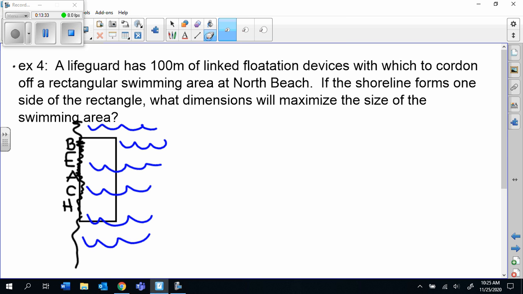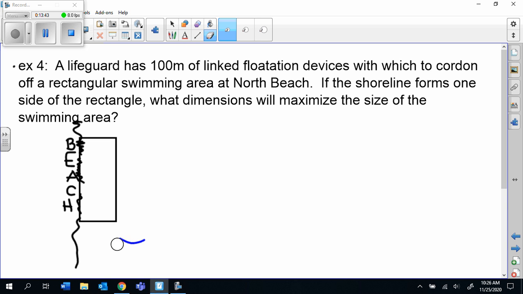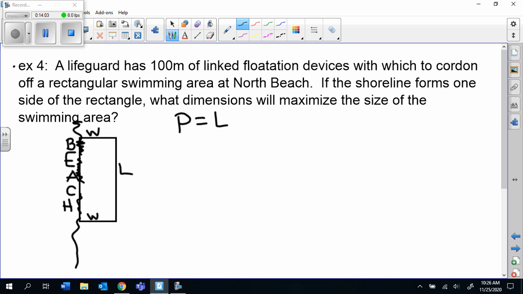So instead of having a 4-sided rectangle, he only needs to use, I just wanted to show you that this was the water. He only has to cordon off 3 sides because the beach is going to work for that side right there. So in this case, there's a W and a W, but there's only one L because the other length is the beach. So in this particular case, the perimeter is L plus 2W. And so he has 100 meters of this.